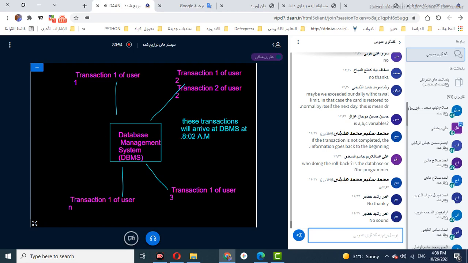Okay, so pay attention to this. We have different transactions here, and all of them arrived at the DBMS at 8 o'clock, 8:02, 2 minutes past 8. Okay. So the point here is all of these transactions will be run in a concurrent scheme.